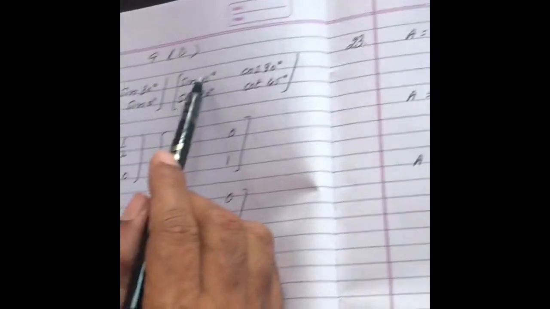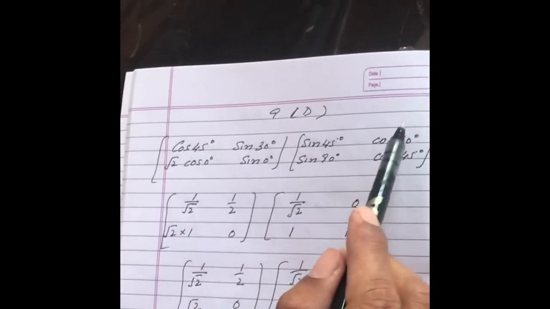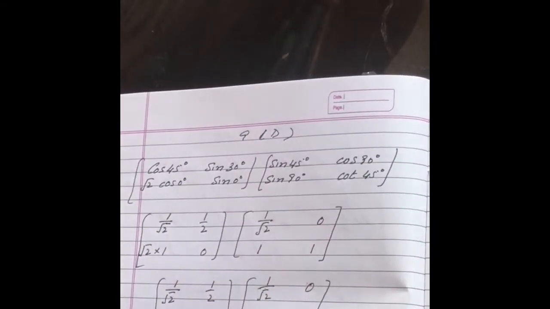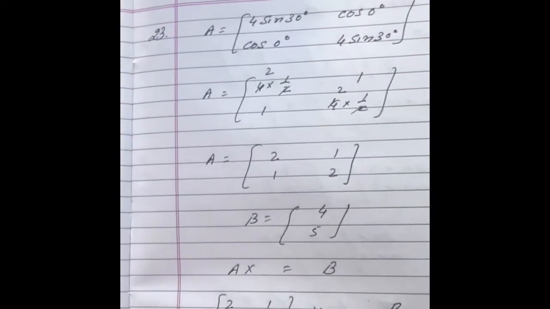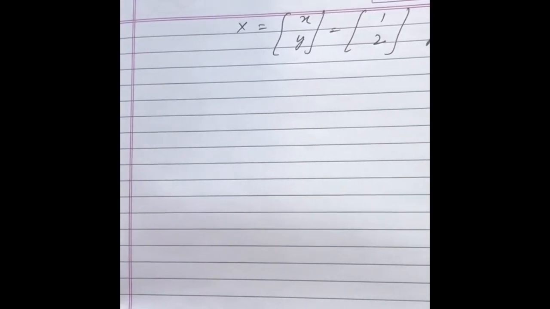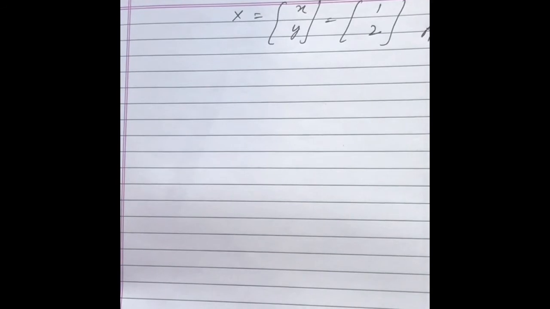First row, first column, then first row, second column, then second row, first column, second row, second column. You go this way. Still, if there is any problem, put it in the comment box, or you can WhatsApp me. I will solve it for you. I will try to remove your confusions, your doubts.